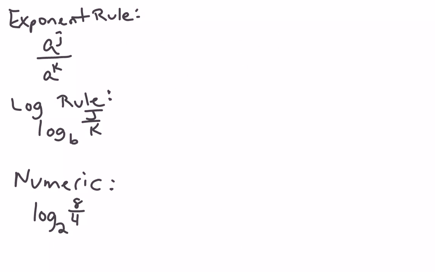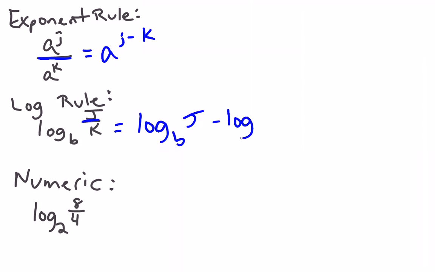So now with our next exponent rule, when we divided the same base, we could subtract the exponents. So a to the j over a to the k would be a to the j minus k. We would subtract the exponents. Now if we start with division, I can split it up into subtraction. So log base, keep your base the same, whoops, log base b of j minus log base b of k.